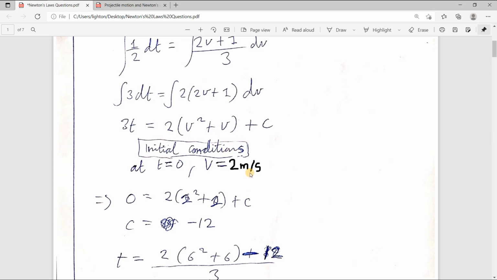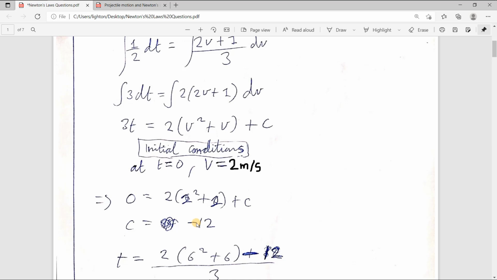At t equals 0, v equals 2 meters per second. That's what we have at time equals 0. Now, applying these initial conditions in this expression, we can find the value of the constant c. So at t equals 0, putting a 0 here, we get 0 on the left. And v equals 2 meters per second. Whatever is v, put a 2. You have this plus that. Then you finally find that c is equal to negative 12.